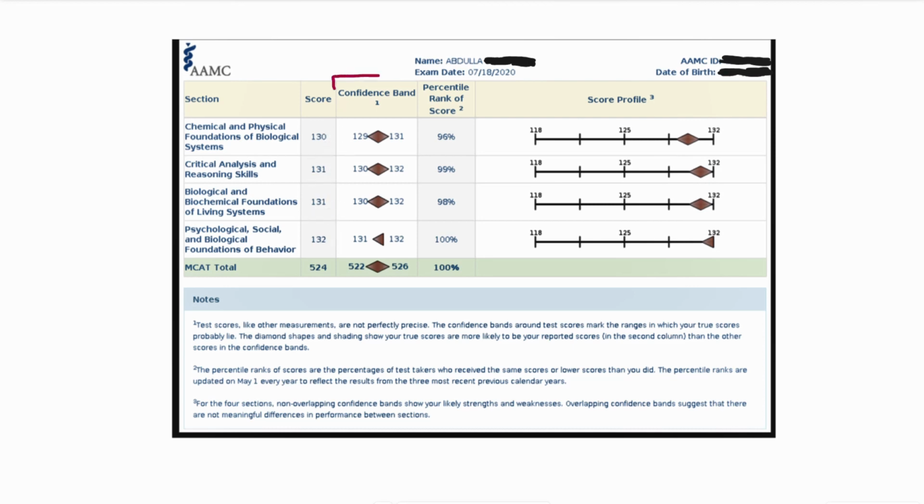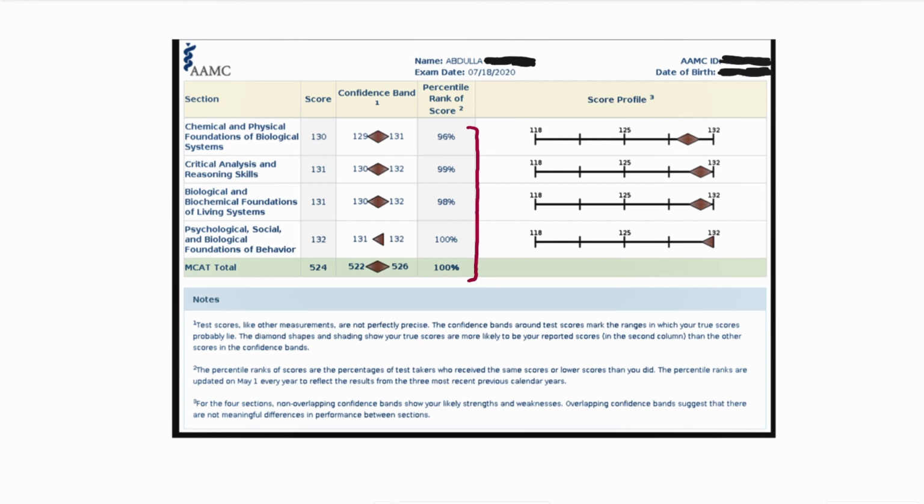Now over here is what we call a confidence band, which is not particularly important. Essentially, it tells you plus or minus 1. It's just an estimate, showing you that these scores can vary a little bit depending. I wouldn't say this column is particularly important. And then finally, this column over here tells you the percentile rank of your score. For each section, it tells you what percent of test takers in the past 3 years did worse than you. So you can see, for example, for this one, that 96% of test takers did worse than a 130 on this particular section. They do that for all the sections of the test, and then they do that for the overall score down here.